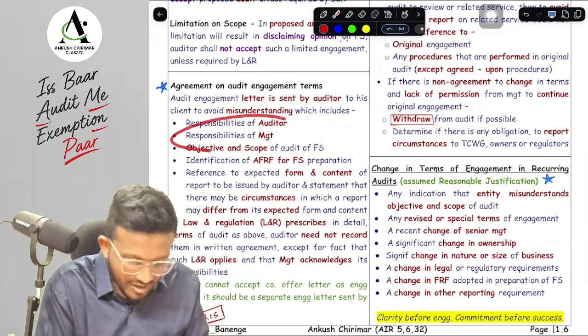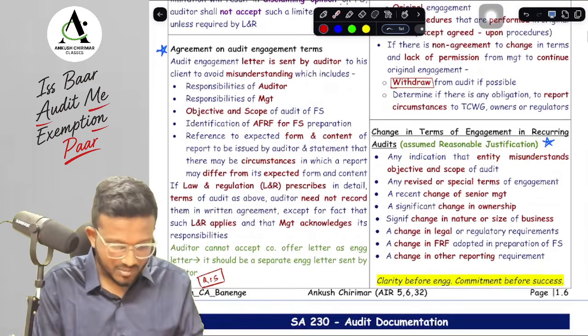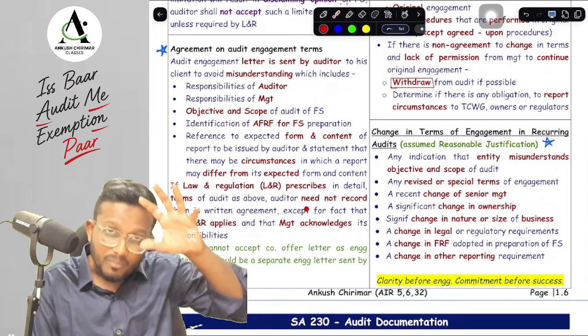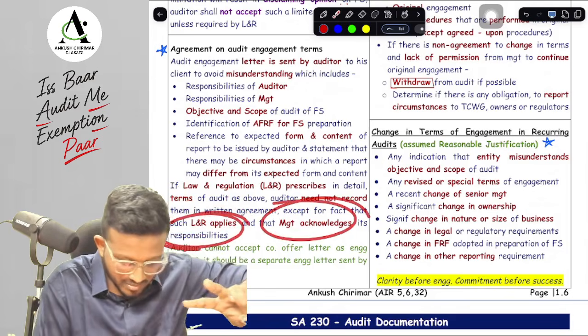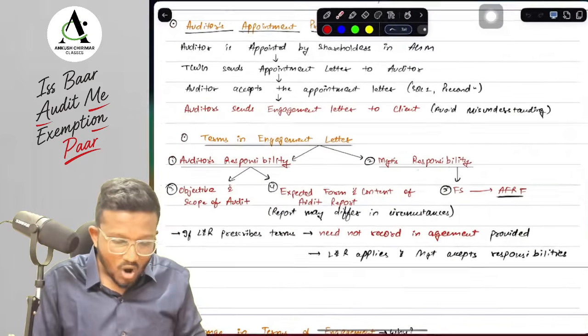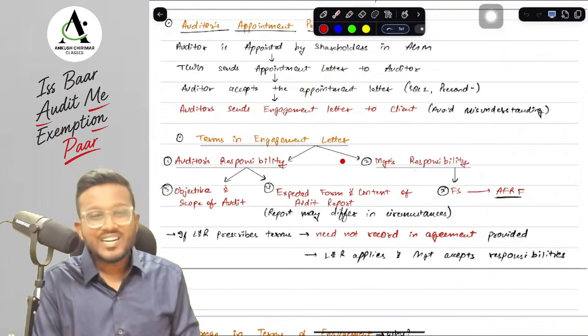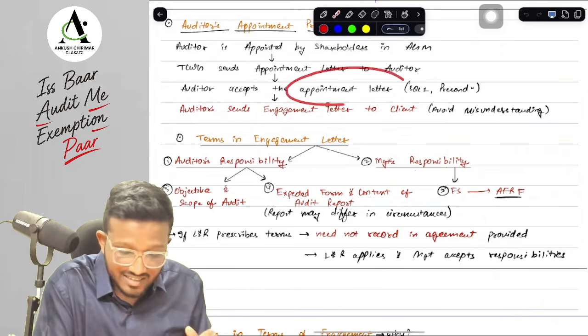Okay, yes sir. Next we have to talk about the responsibilities of management, and we have to identify the AFRF for the financial statement preparation. Now if the law and regulation is prescribing in detail the terms of the above, then we need not record these terms in an agreement, provided the law and regulation is applicable on the entity and the management is acknowledging its responsibility. Now here, suppose, can the auditor accept this appointment letter as an engagement letter? No beta. The auditor has to separately send an engagement letter to the client. He cannot accept the appointment letter as an engagement letter.